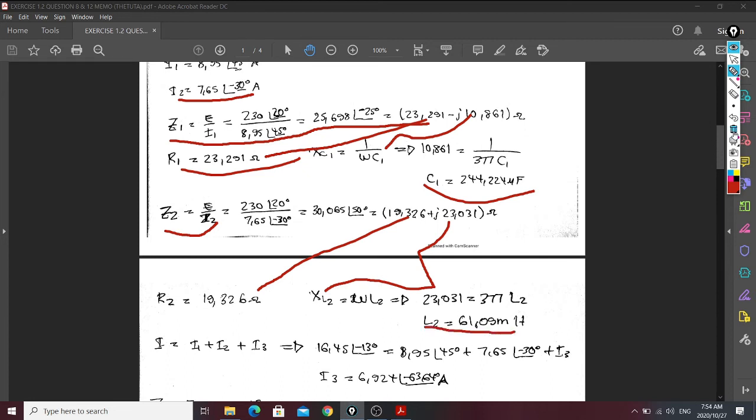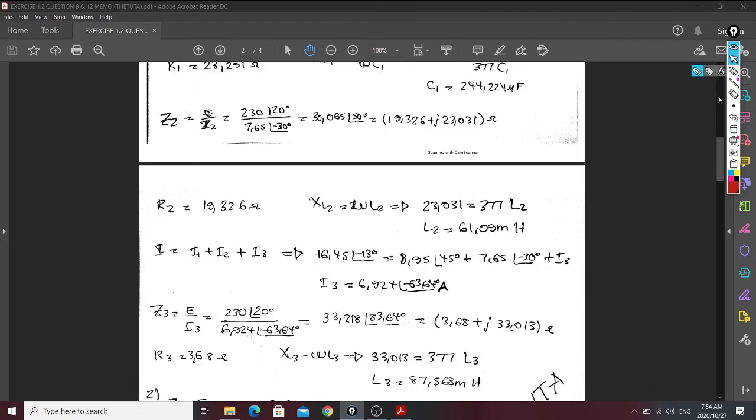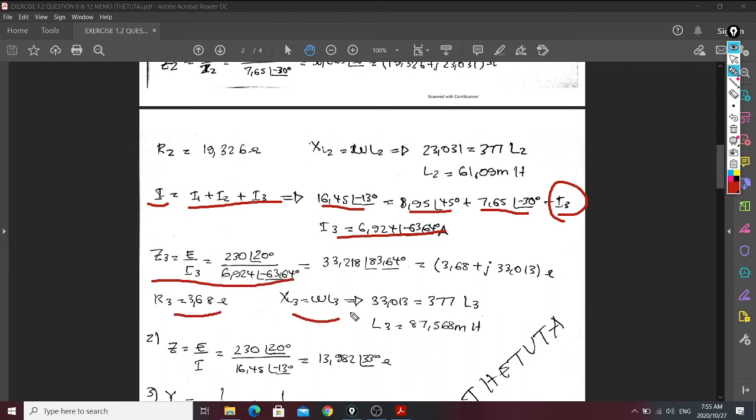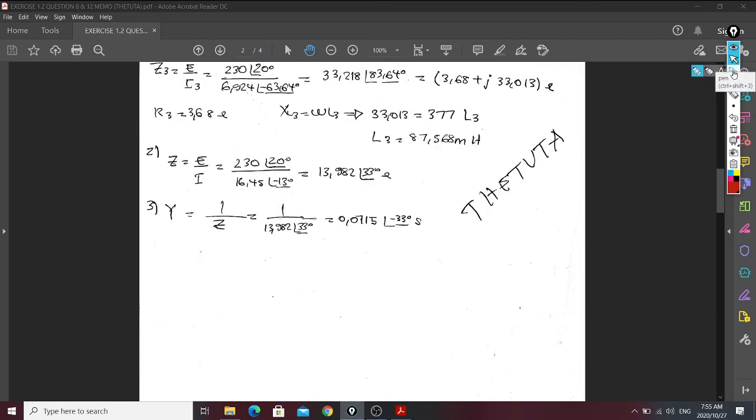But remember, in branch 3 we didn't know the value of the current, but the good news is we apply Kirchhoff's junction rule. The current into the junction, which is the supply current, is equal to the sum of the currents away from it. So we know the supply current, we know our I1, we know our I2. The only unknown becomes I3. Therefore we calculate our I3, and then we calculate our Z3, we get our R3, we get our ZL3, and that's just a repetition of what we have been doing. Then on the second question, we must calculate the total impedance.